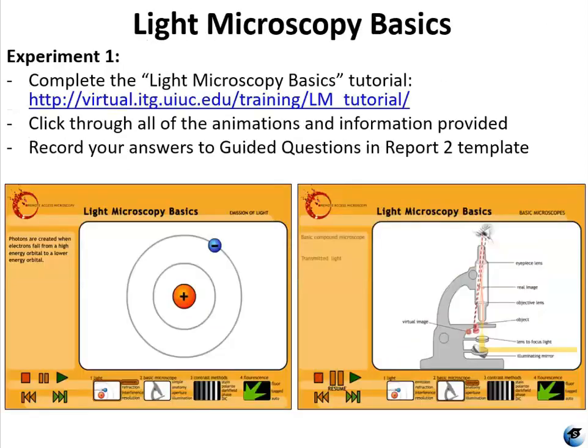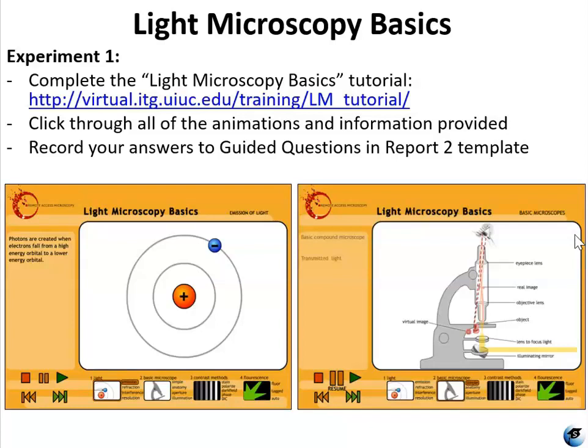For experiment 1, all you're going to need is a computer or another internet-connected device. You're going to navigate to the following URL, and you're going to complete a tutorial. It's a tutorial where it's going through the basic concepts of light, how microscopes work, how different types of microscopes work. So not only the light microscope, but phase contrast, fluorescence. I think it even dives a little bit into electron microscopes.